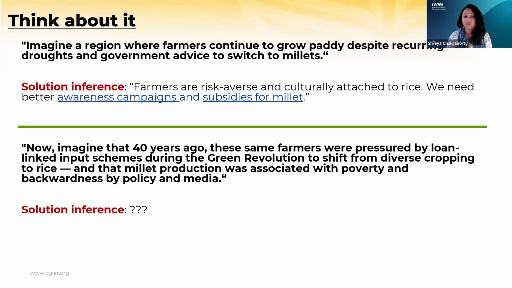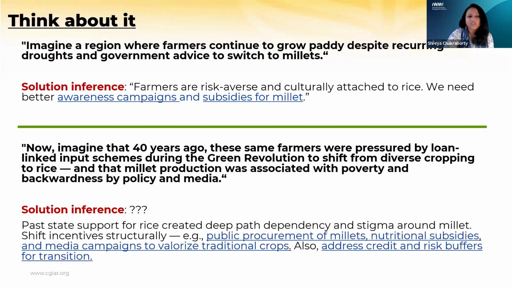Now imagine that 40 years ago, these same farmers were pressured through the Green Revolution, for instance, through a loan-linked scheme, where they were pushed through multiple mechanisms to move away from diverse cropping practice towards rice. And millet production was essentially overtly associated by them in that process with poverty and backwardness, and therefore moving to rice was considered to be something of an aspiration. If you know this bit, would you still promote the same solutions that you did earlier? And how could it potentially change?